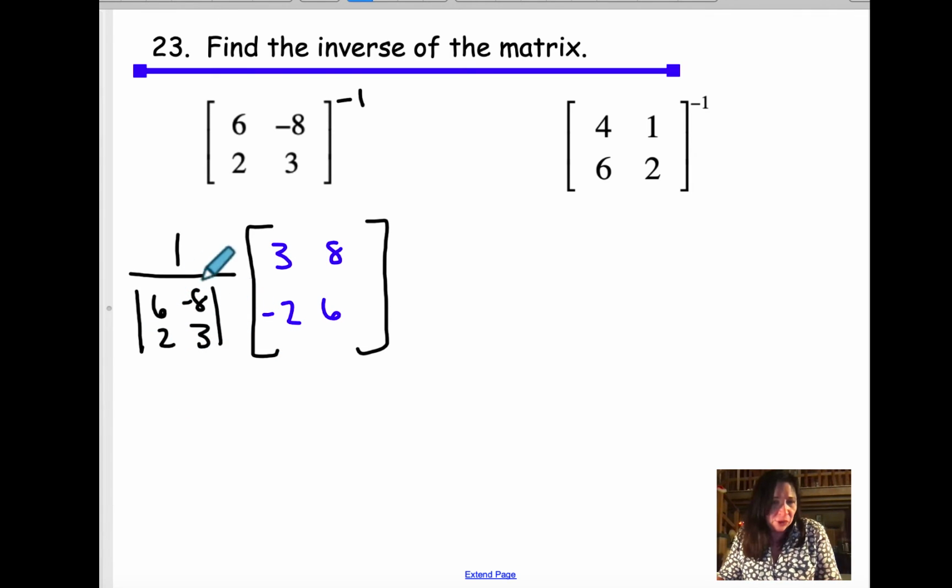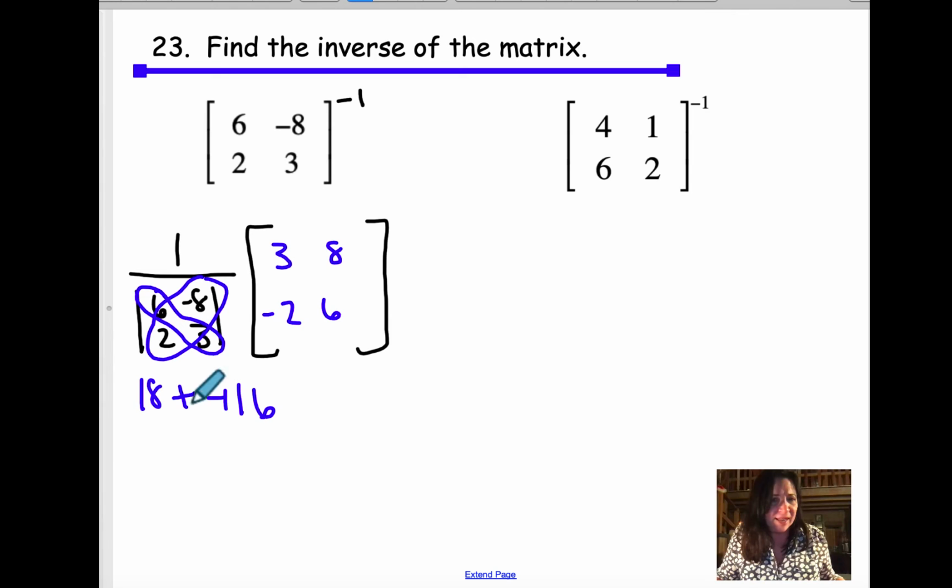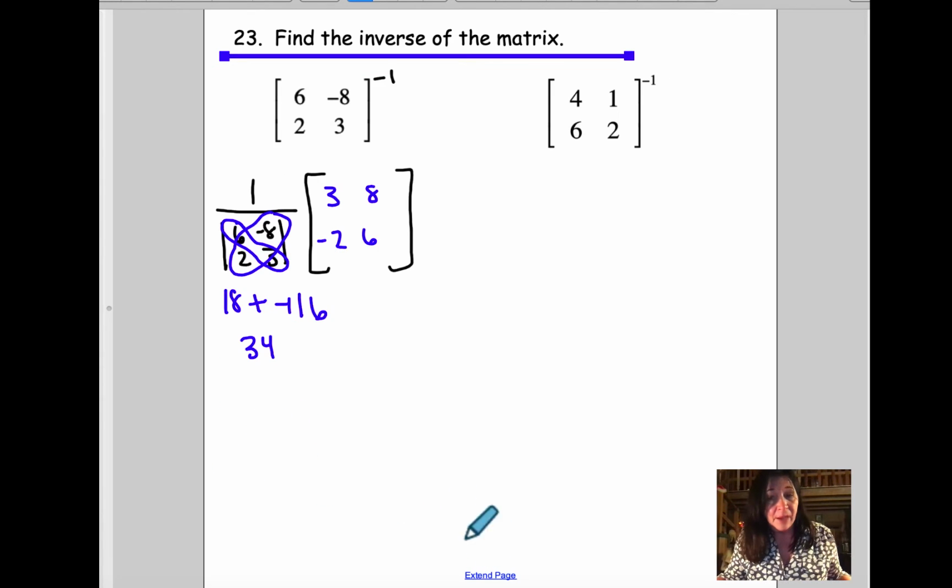So I need to do a little simplifying. So the determinant is 6 times 3. Remember that? 6 times 3, which is 18. Subtract 2 times negative 8, which is negative 16, and that makes plus. And so that together makes 34. And so, yeah, they're not all going to be pretty. 34, and then this would be 3, negative 2, 8, and then 6.